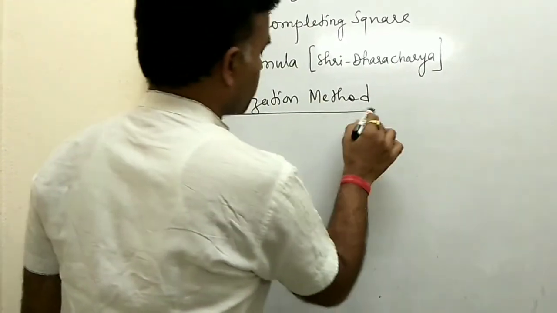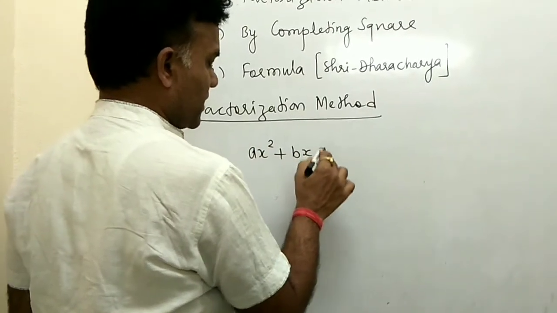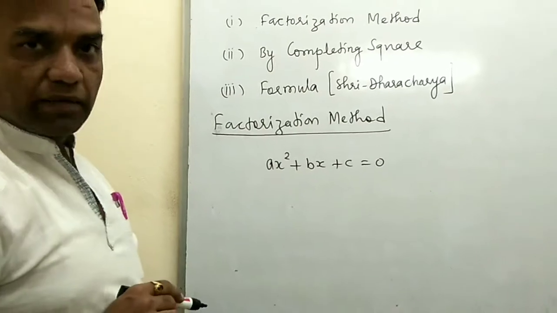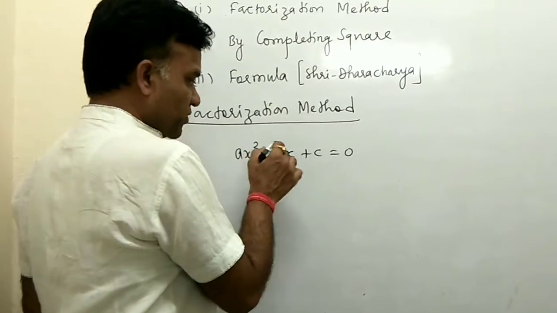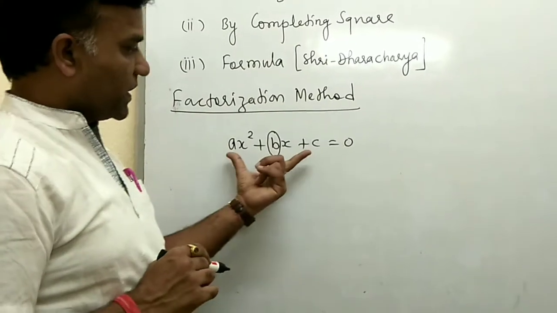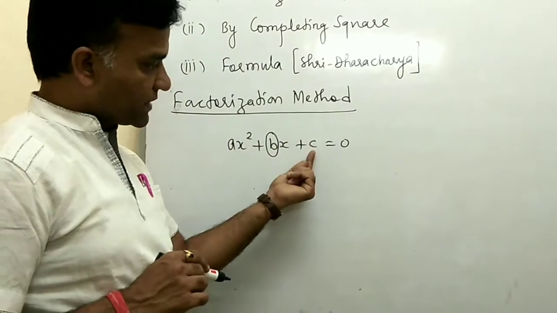Factorization method: here we first write down the general form, ax square plus bx plus c equal to 0. Factorization method means splitting the middle term. Splitting the middle term means you split this term into two parts, and then you get the multiplication here, because now the coefficient of x square is a and the last term is c.